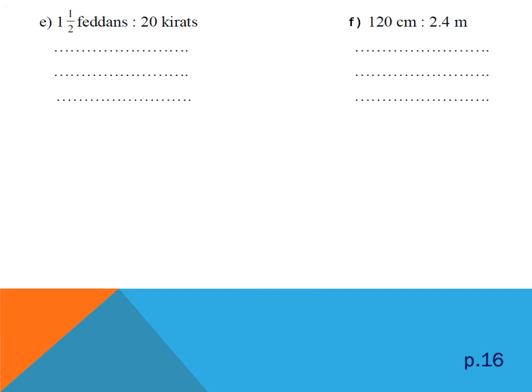Fidden to 20 kirat. The larger unit here is fidden. I need to convert fidden to kirat. Multiply 1.5 by 24 equals 36 kirats, and rewrite 20 kirats as it is. Cancel the unit and start to simplify 36 to 20. Both of them are even. Sure, can divide by 2, but we try to divide by 4 or 6 or 8 and so on. 36 and 20 can be divided by 4. 36 divided by 4 is equal to 9, and 20 divided by 4 is equal to 5, and this is the simplest form.